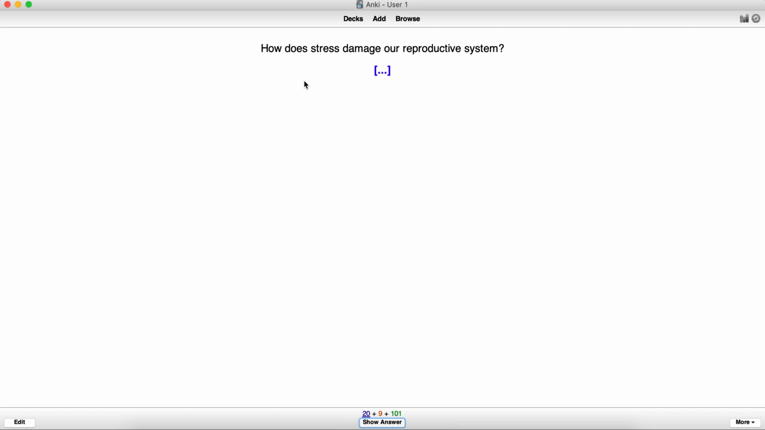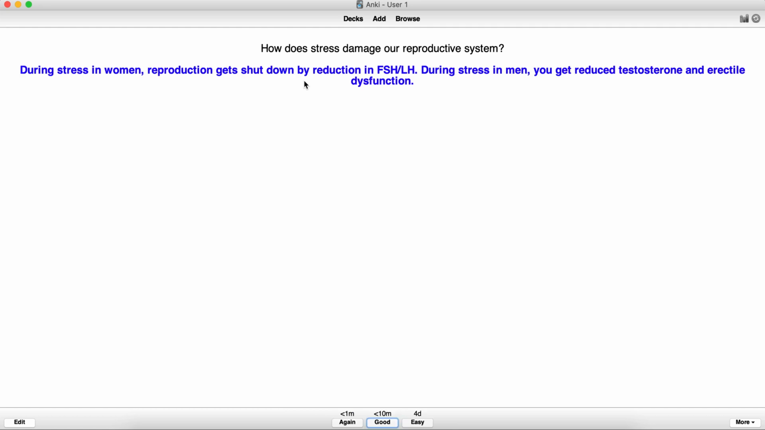How does stress damage our reproductive system? During stress, in women reproduction gets shut down by a reduction in FSH and LH. During stress in men, you get reduced testosterone and erectile dysfunction. Reproduction gets shut down.